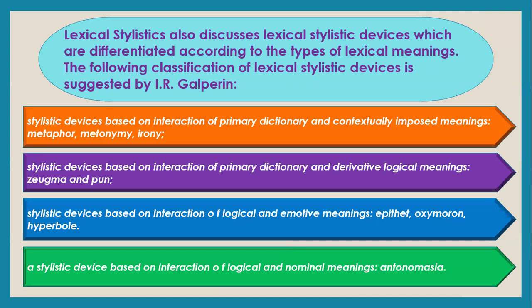Lexical stylistics also discusses lexical devices which are differentiated according to the types of lexical meanings. The following classification of lexical stylistic devices is suggested by Galperin. Stylistic devices based on interaction of primary dictionary and contextually imposed meanings, for example, metaphor, metonymy, or irony. Stylistic devices based on interaction of primary dictionary and derivative logical meanings, for example, zeugma or pun.